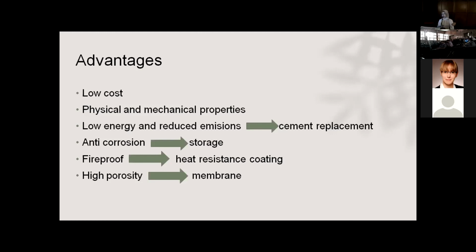The third criterion is anti-corrosion, which means it can be used as storage for chemicals. The fourth one is fireproofing, so it can be used as a fire and heat resistant coating. The fifth one is high porosity, which makes it usable as a membrane.